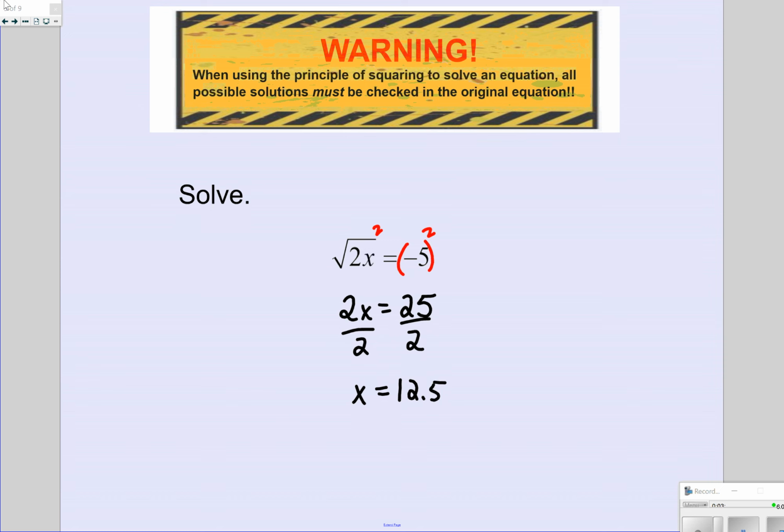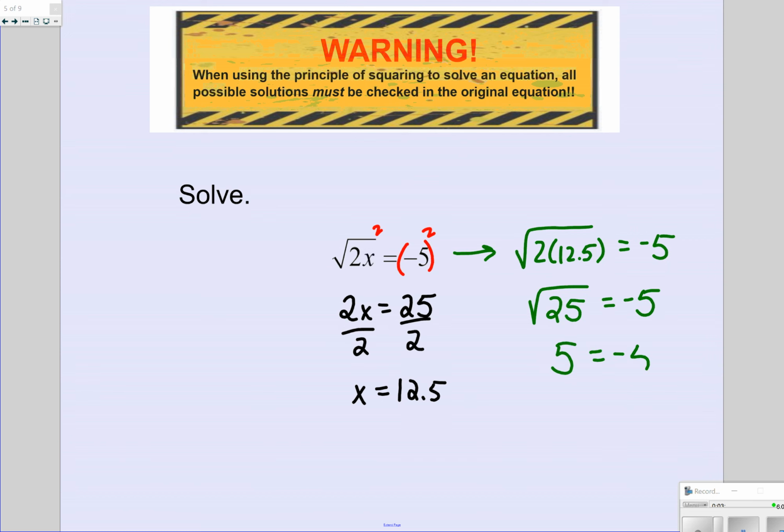And when I finish solving this, I get x is equal to 12.5, which appears to be my solution until I check my answer. If I plug in 12.5 for x, I get the square root of 25 is equal to -5. But we know that when simplifying the square root of 25 with that square root symbol, that's 5 equals -5, which is not true, which means that 12.5 cannot be a solution. So when we checked our answer, we found that that solution is actually not a solution, and therefore there is no solution.